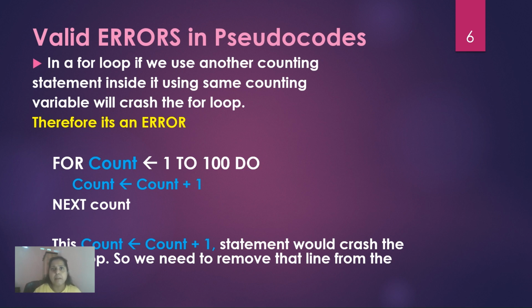But still, sometimes inside for loops, you have to identify how many positive numbers there are, how many negative numbers there are, and so on. Then what you can do is, instead of using the same name count for the variable identifier, you can change it: positive count, negative count, like that. The count equals count plus one statement would crash the for loop, so we need to remove that line from the loop. If you mistakenly include it, remove it. If you need to identify positive and negative numbers, change the name of the variable.